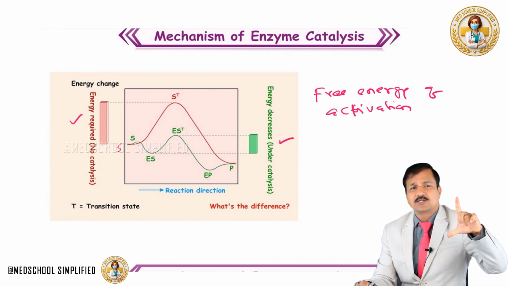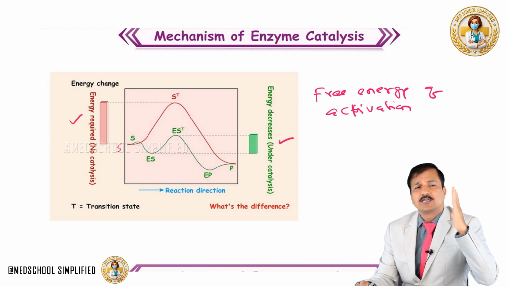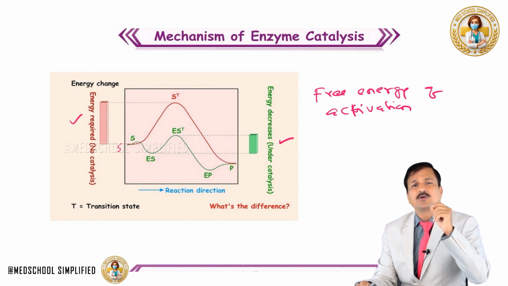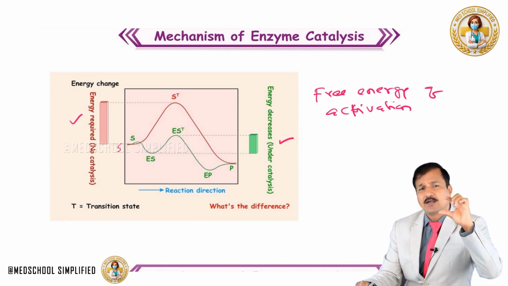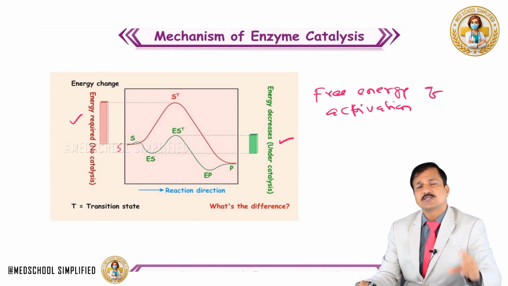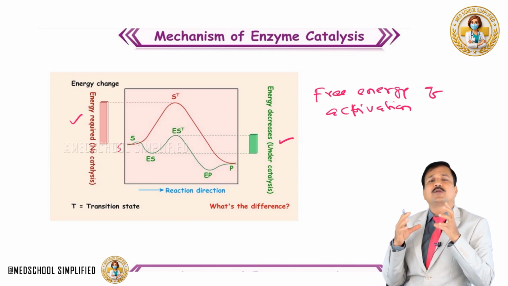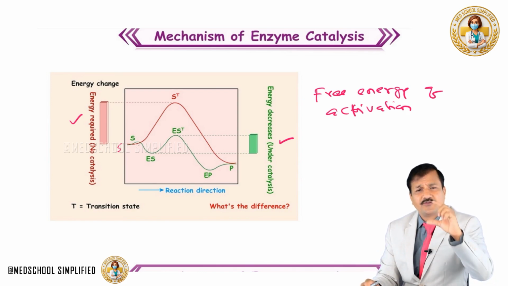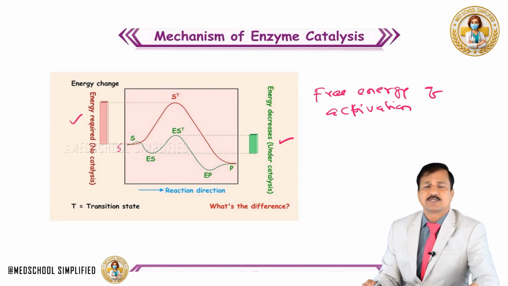So the amount of free energy that is needed for a substrate to go into transition state in the absence of enzyme is much higher compared to an enzyme substrate complex going into enzyme substrate transition state. The free energy of activation is much lower, and why is it much lower? Because the binding energy that is released because of the additional bond formation between enzyme and substrate is decreasing that free energy of activation, thereby it enhances the rate of reaction. So the reaction goes on much quicker than in the absence of enzyme.